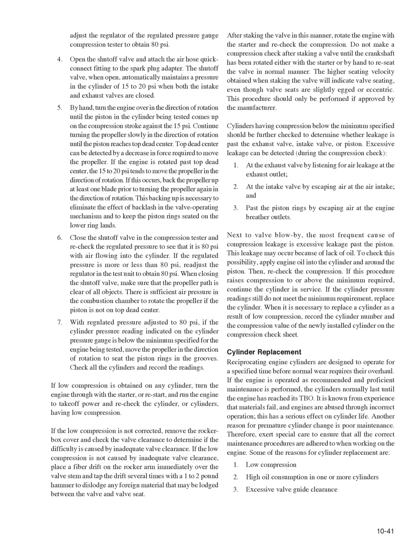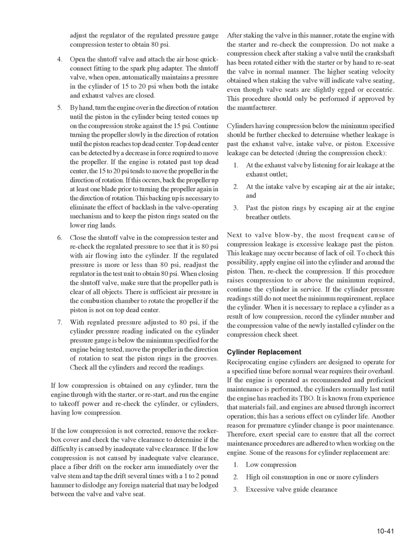1. At the exhaust valve, by listening for air leakage at the exhaust outlet. 2. At the intake valve, by escaping air at the air intake. And 3. Past the piston rings, by escaping air at the engine breather outlets. Next to valve blow-by, the most frequent cause of compression leakage is excessive leakage past the piston.